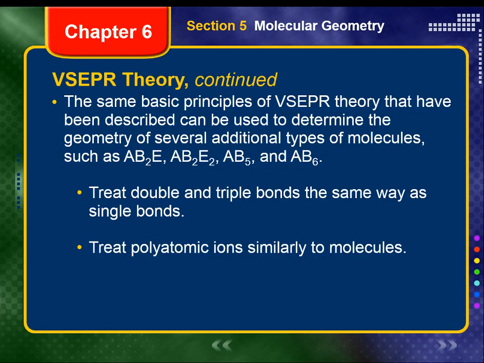Finally, in VSEPR theory, double and triple bonds are treated in the same way as single bonds, and polyatomic ions are treated similarly to molecules. Remember to consider all of the electron pairs present in any ion or molecule. Thus, the Lewis structures in table 6-5 can be used together to predict the shapes of polyatomic ions as well as molecules with double or triple bonds.